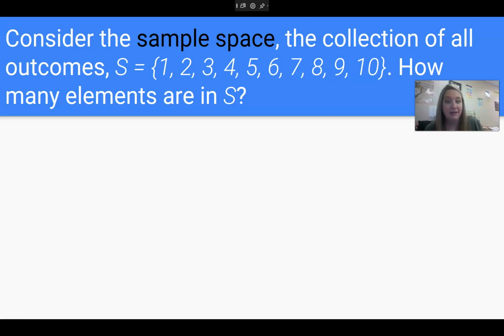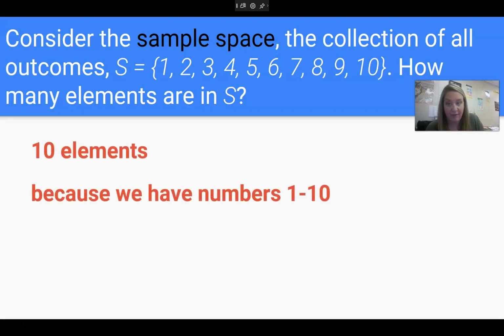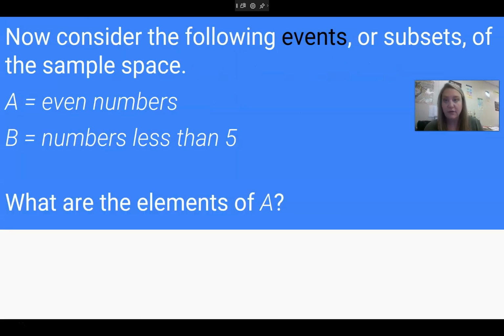Okay, how many elements are in S? So how many pieces are in my sample space? Okay, well there are 10 elements, right? Because we have numbers 1 through 10 in the sample space. So a sample space is all the data together, and elements are the pieces of data within it. Okay. Now we have certain events or subsets that exist within the sample space.